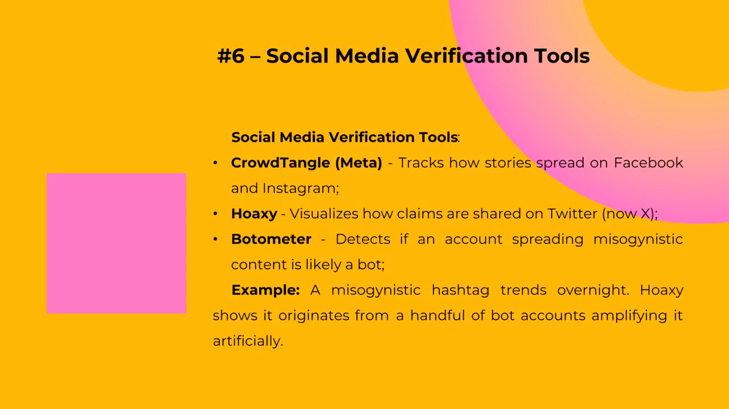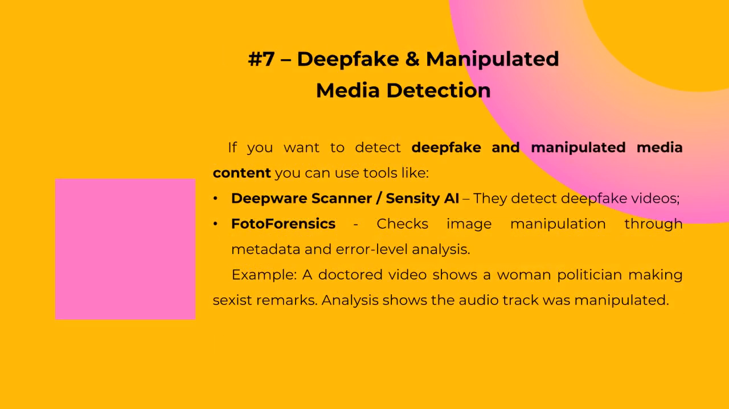We can also use social media tools like CrowdTangle in Meta, which tracks how stories spread on Facebook and Instagram. Hoaxy, which visualizes how claims are shared on Twitter, now X, or Botometer, that detects if an account spreading misogynistic content is likely a bot. If you want to detect deepfake and manipulated media content, you can use tools like Deepware Scanner or Sensity AI, as they detect deepfake videos, or Photo Forensics, that checks image manipulation through metadata and error level analysis.